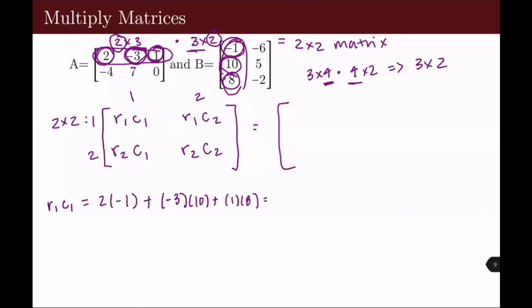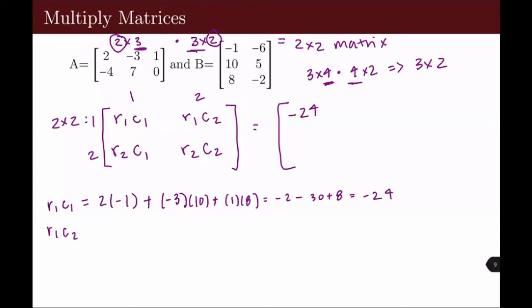So this is equal to -2 minus 30 plus 8, which is -24. So row 1, column 1 is -24. All right, next, we want to do row 1, column 2.